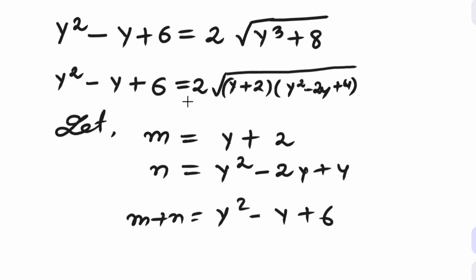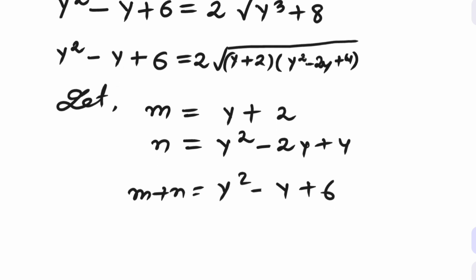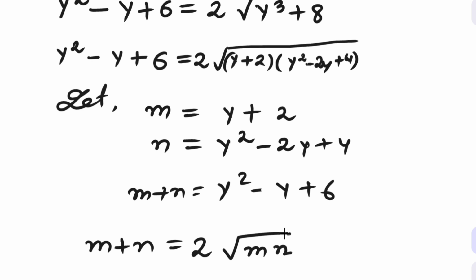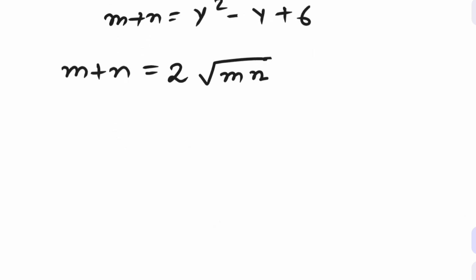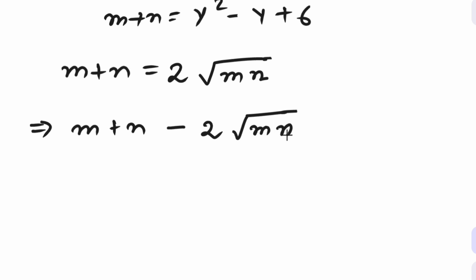That means we can rewrite the entire equation as m plus n equals 2, multiplied by the square root of m multiplied by n. This is much simpler. Now, move everything to the left side, giving m plus n minus 2 multiplied by the square root of m multiplied by n equals 0.